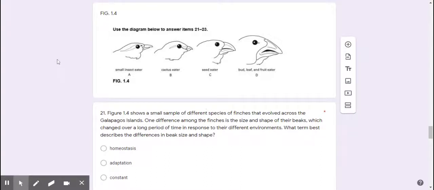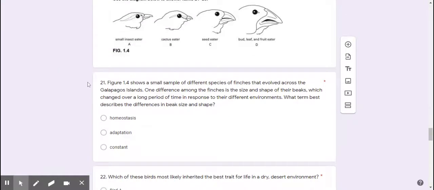Here's Figure 1.4. Make sure you use this diagram below to answer numbers 21 through 23. Number 21. Figure 1.4 shows a small sample of different species of finches that evolved across the Galapagos Islands. One difference among the finches is the size and shape of their beaks, which changed over a long period of time in response to their different environments. What term best describes the difference in beak size and shape? Is that homeostasis, adaptation, or constant?